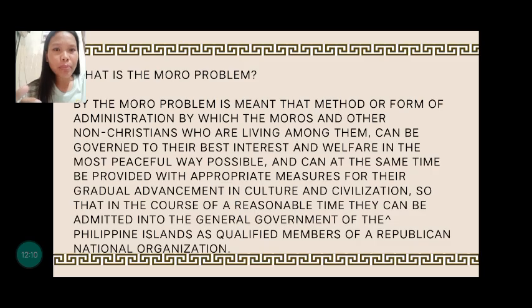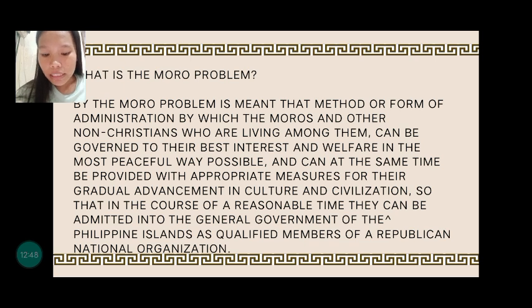So, Moro problem. What is the Moro problem? By Moro problem is meant that method or form of administration by which the Moro and other non-Christians living among them can be governed to their best interests and welfare in the most peaceful way possible, and can at the same time be provided with appropriate measures for their gradual advancement in culture and civilization, so that in the course of reasonable time they can be admitted into the general government of the Philippine Islands as qualified members of the Republican National Organization.